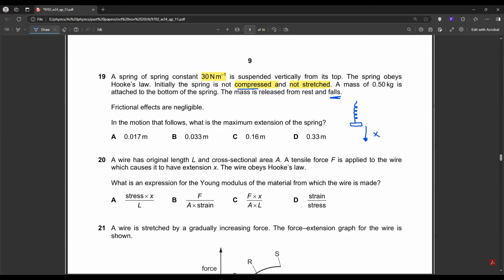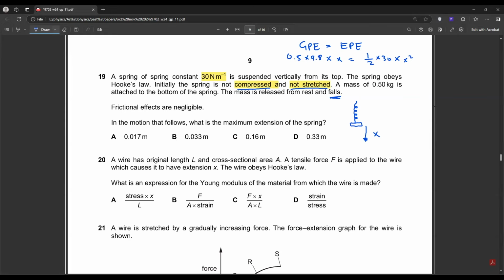Why? Because initially the spring was neither compressed nor stretched. So, what can you say here? You can say the loss in gravitational potential energy of the mass is equal to the gain in elastic potential energy of the spring. What will be the loss in gravitational potential energy of the mass? 0.5, that is the mass, into g, that is 9.8, into the height. What is the height? X, perfect, is equal to 1 over 2 into k, that is 30, into x square.